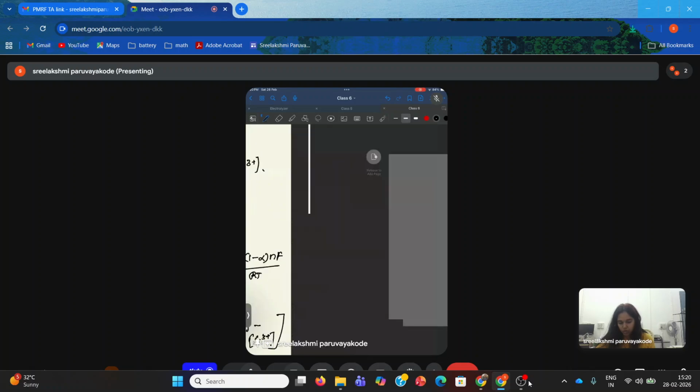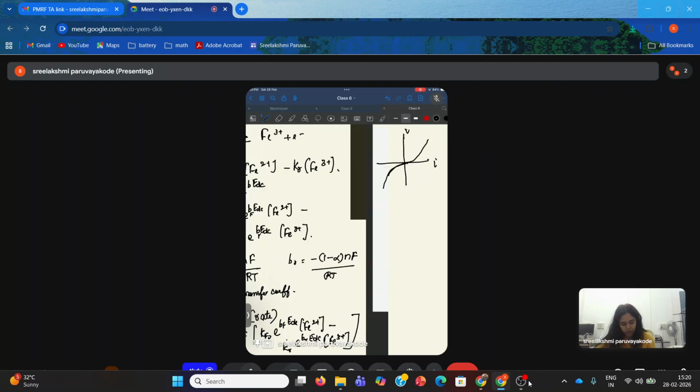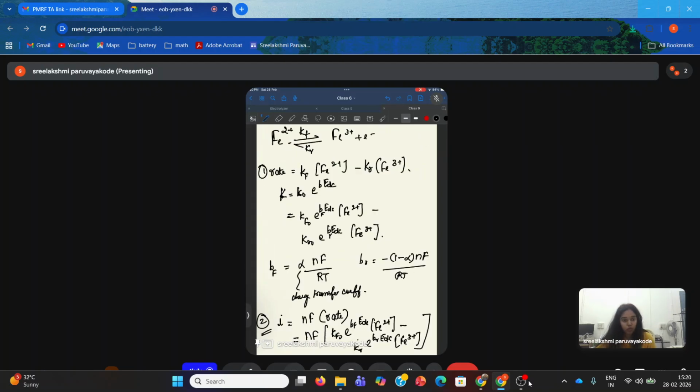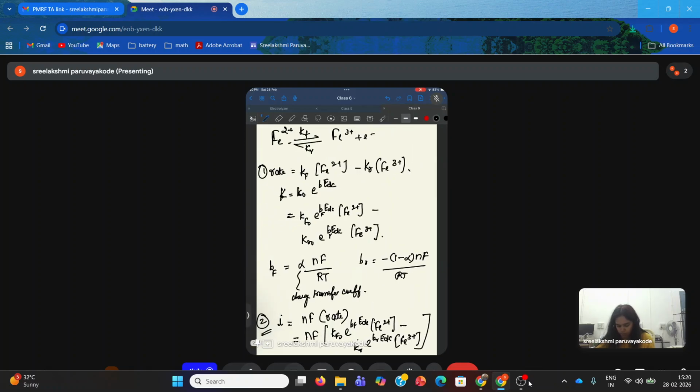So if I'm trying to model this experimentally, then what is the relationship between current and the potential? In the forward direction, it is kind of like this. In the negative, I mean, negative means in the opposite direction, it becomes something like this. So this can be modeled using this equation number two. So that's how it is meaning. This much you have got.